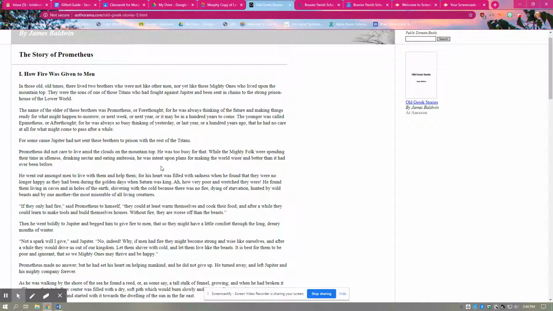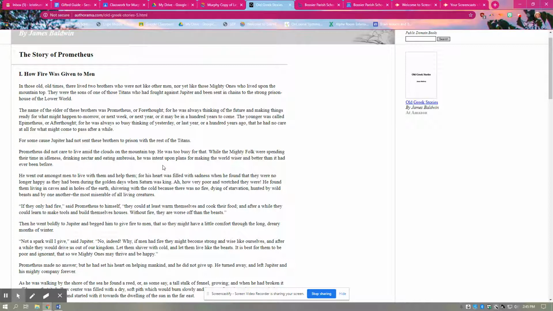Then he went boldly to Jupiter and begged him to give fire to men, so that they might have a little comfort through the long, dreary months of winter. Not a spark will I give, said Jupiter. No, indeed. Why, if men had fire, they might become strong and wise like ourselves. And after a while, they would drive us out of our kingdom. Let them shiver with cold, and let them live like a beast. It is best for them to be poor and ignorant, that so we mighty ones may thrive and be happy.